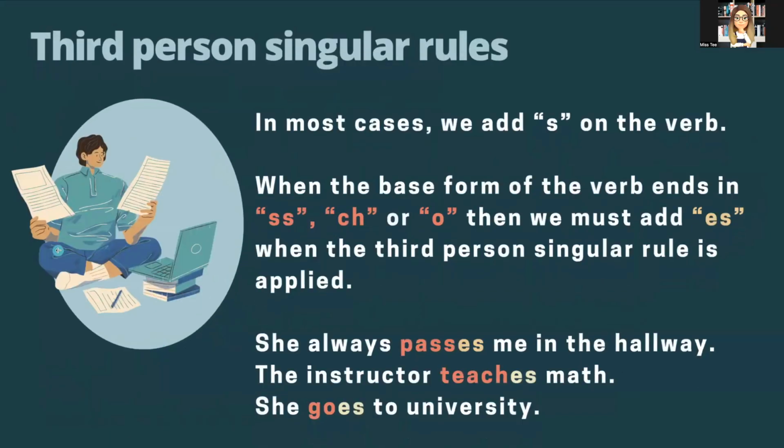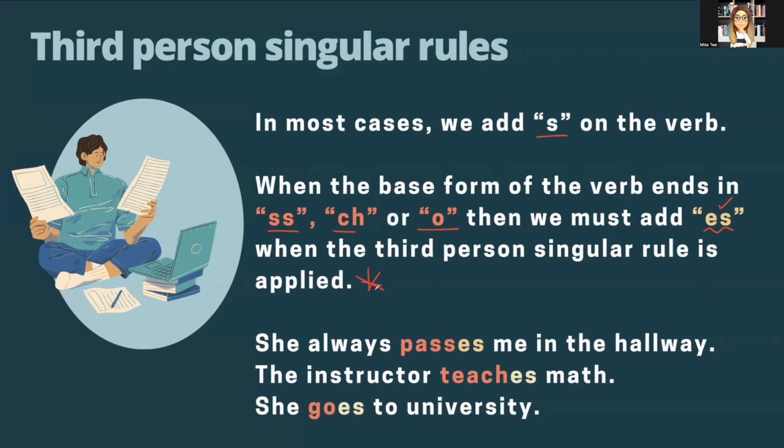Now, let's talk a little bit more because rules, there are so many in English. It would be nice if we could add S on every verb, but that's just not always the case. So, most verbs, yes, we can only add S on the end. However, there are exceptions. When the base form of the verb ends in SS, CH, or O, then we must add ES. Not only S, but now ES. And this is when the third person singular rule is applied. So this is quite important.